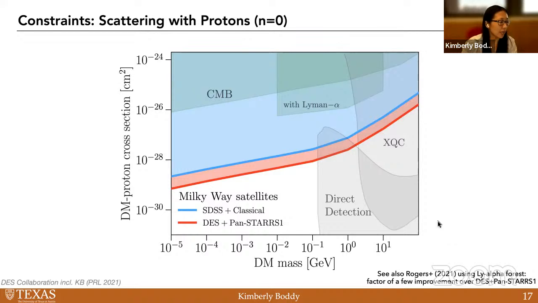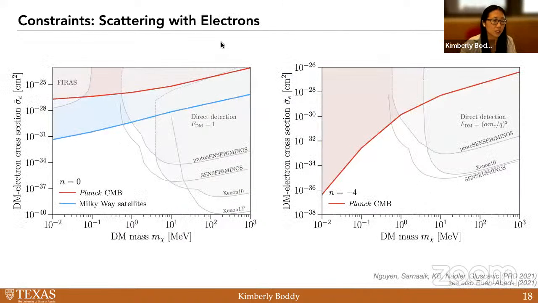At the very least, I just want to show you what the constraints look like when you consider scattering with electrons. Here, you want to compare to direct detection bounds for electronic recoil to make an apples to apples comparison. This is the dark matter electron cross section phrased in a way that is typical for the direct detection experiments. They use a different definition for the cross section than what I've been using, but we translate our bounds and show what they look like in terms of the dark matter direct detection parameter space.